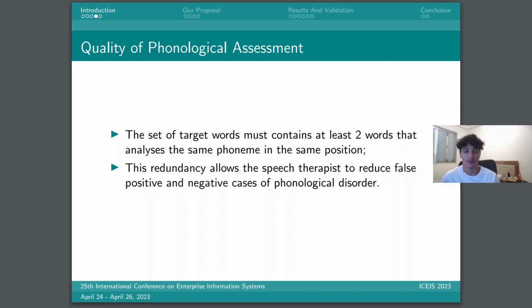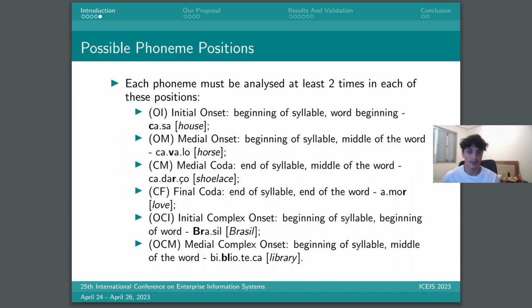So the set of target words must contain at least 2 words that analyze the same phoneme in the same position. This redundancy allows the speech therapist to reduce false positive and negative cases of phonological disorders. So here are all the possible phoneme positions.